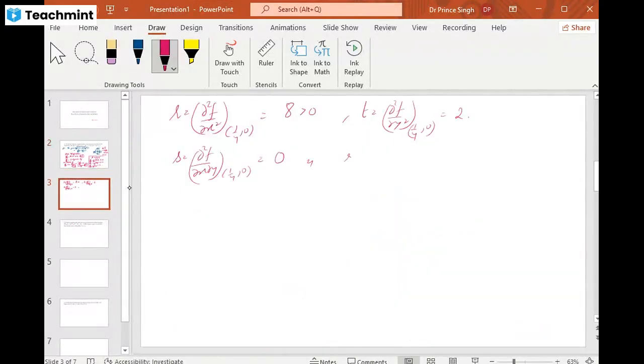So what is the value of rt minus s²? 8 into 2 minus 0, so its value is 16, which is positive, and r and t are already positive. So what does it imply? It means that (1/4, 0) is a point of relative minimum. It's a point of relative minimum. Okay, so this is the point of relative minimum.